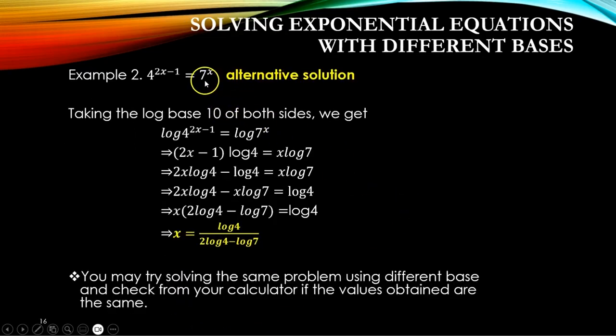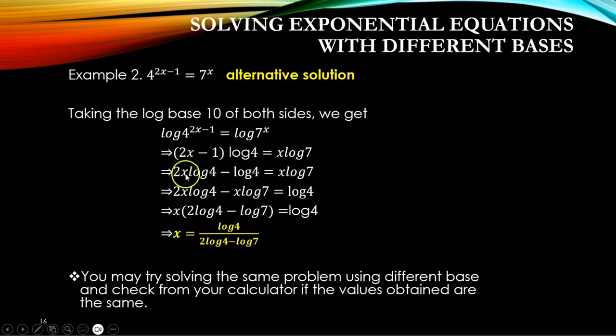Another solution, what if I use base 10 or base 7? In this case, base 10 was used. So if it's base 10, the power goes down to the front, and this one, the power also goes down to the front. And then the left side, if it's on the left side of logarithm, you can distribute. But for the arguments, you cannot distribute. So in this case, just distribute that. 2x logarithm of 4 minus logarithm of 4 is equal to x logarithm of 7.